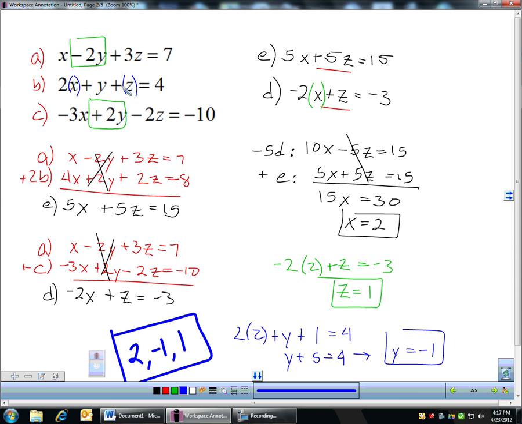It's just like ones we did in class. You just take several more steps because you've got 3 variables and it takes longer to knock out the extras.